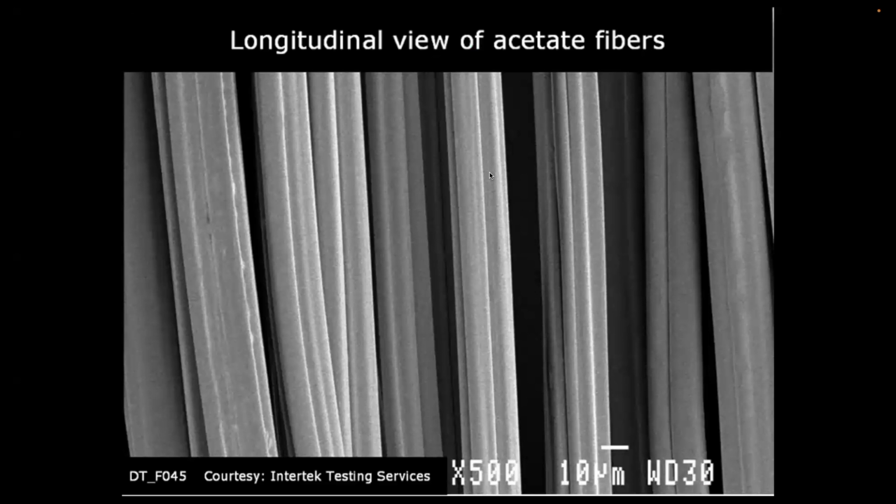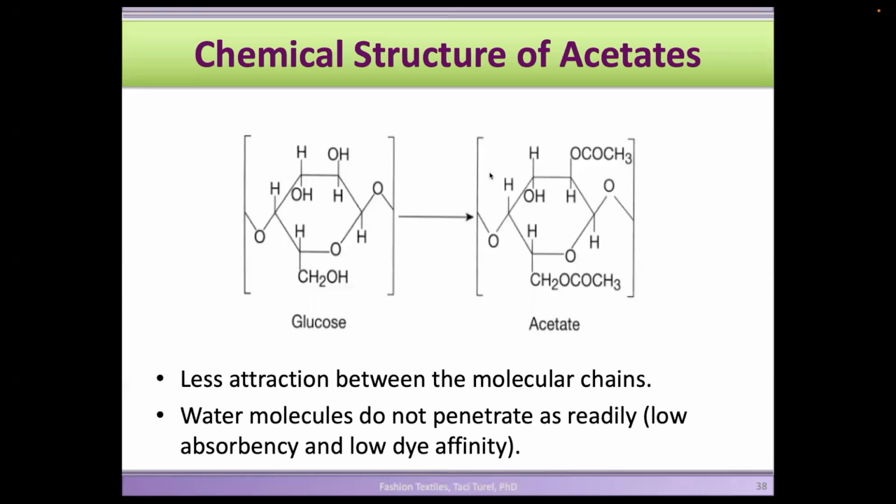This is how the acetate fibers look, kind of like rayon. It has those striations. And this is the chemical structure. The first one is glucose, the base material for cellulose. You see the OH groups here, and you are replacing them with an acetyl group. So you're getting rid of the OH groups, but you still have some in acetate. So there is a little bit of difference in properties between acetate and triacetate.